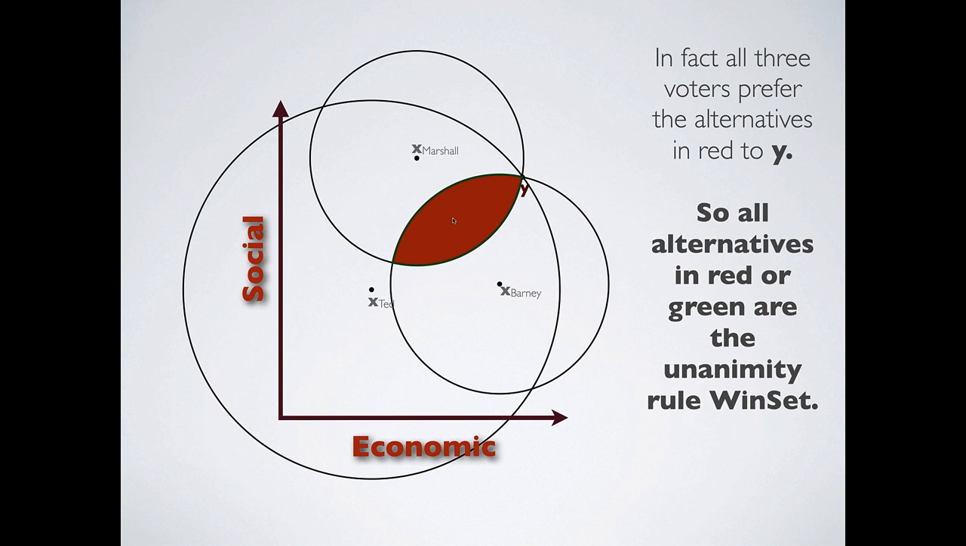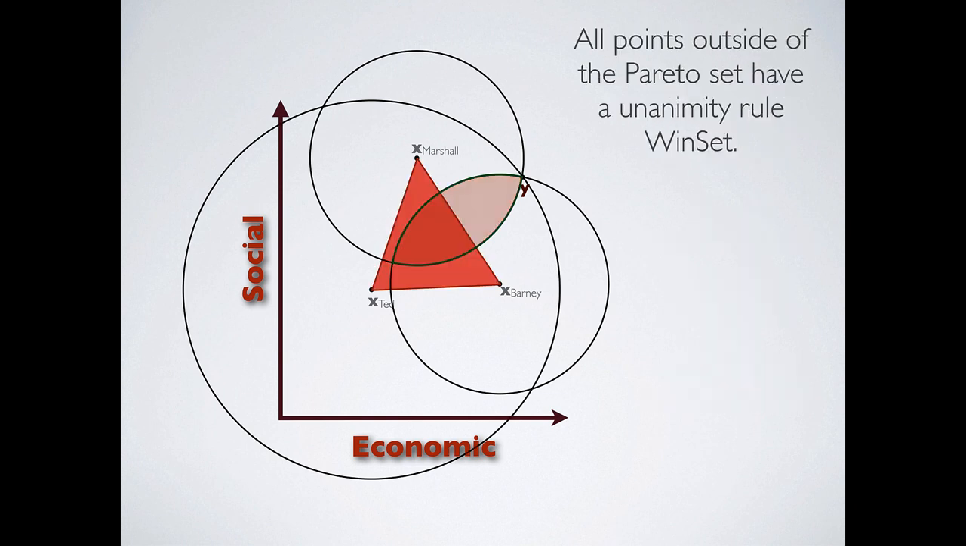So it's a little bit easier to find usually than the majority rule WinSet, because for the majority rule WinSet, you're checking for all these combinations, especially if you have more than three voters. But for the unanimity rule, you're looking for where everybody overlaps. If you have 11 voters, all 11 need to overlap. If you have 15 voters, all 15 need to overlap. If you have 155 voters, all 155 preferred-to sets need to overlap. All those alternatives are the unanimity rule WinSet.